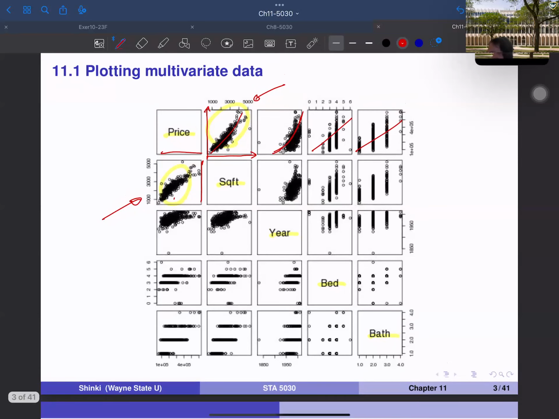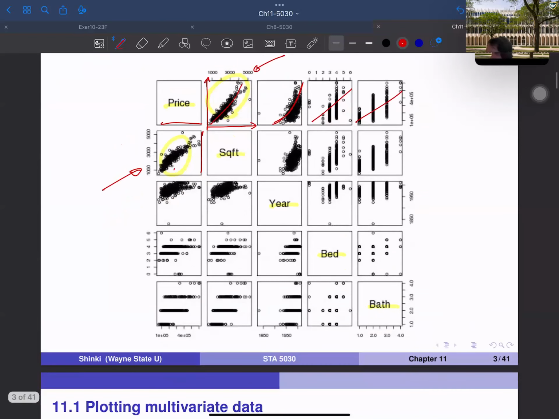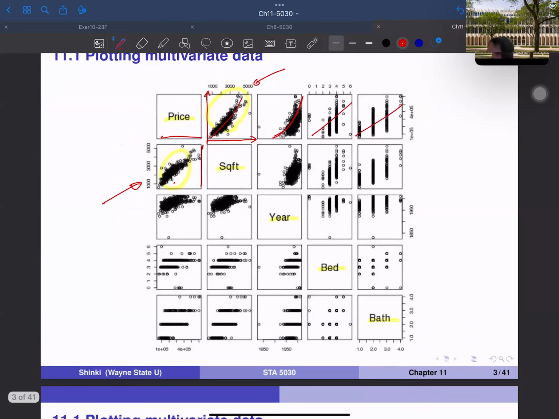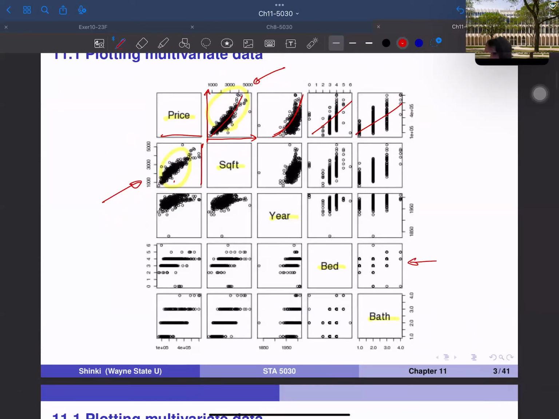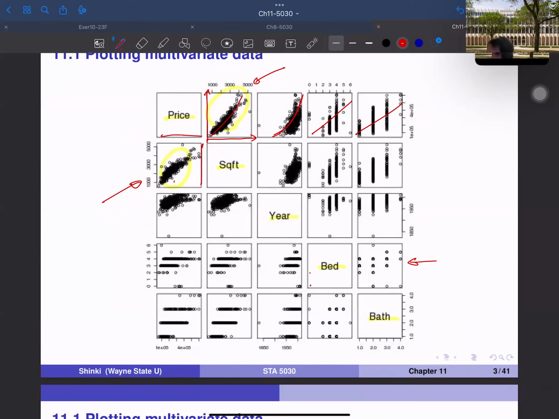So sometimes this is useful to make. Maybe if you put more than 10 variables, each scatter plot becomes too small. We have some trouble with this graph, the number of bedrooms and the number of bathrooms. These are actually discrete data. The number of bedrooms in this data set is either 0, 2, 3, 4, 5, or 6. And the number of bathrooms is either 1, 2, 3, or 4.